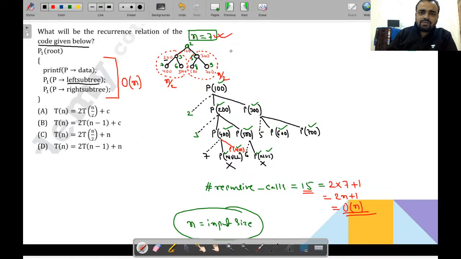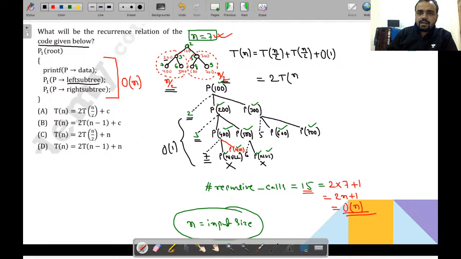So in this situation, what will be the recurrence relation? If you are calling T of n, it is dividing the entire list into two equal parts, n/2 and n/2. So it will become T of n/2 plus again T of n/2. And at every level it is printing one value. So all these printings will take order of one time. So ultimately it will become 2T of n/2 plus order of 1. This one will become the right answer.